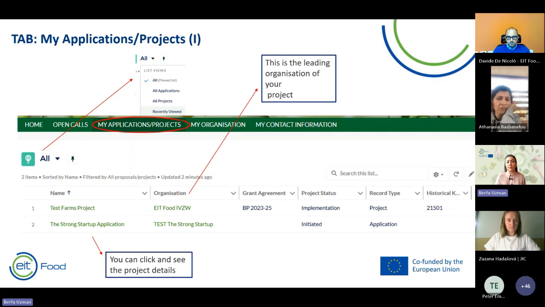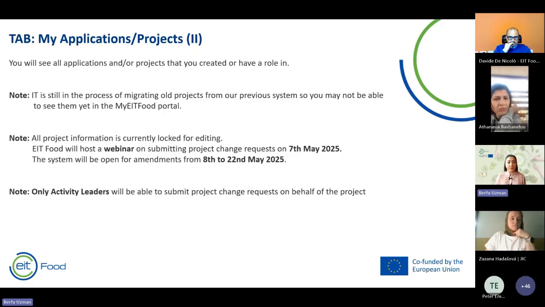If you would like to see more details, go into details about your project, you can always click on the name, either the application or the project. You can click the name and you can proceed to the in-depth view of that project or application. Just a few notes before we go into details. You will see all applications or projects that you have created or have a role in. So unless you are linked to that project or application, you won't be able to see them in the list that you see.